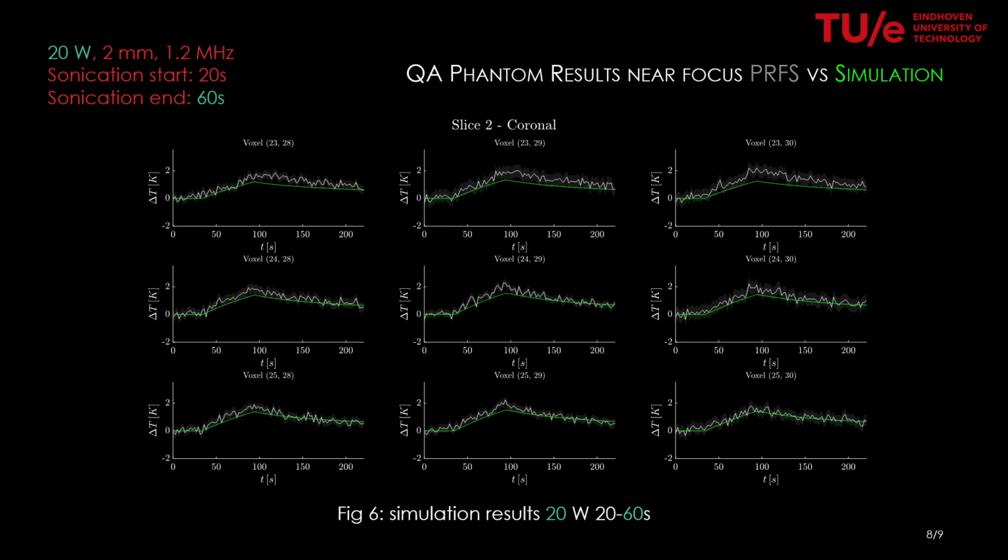Next are the results for an experiment at a power of 20 watts, twice as low as before. This time the sonication duration is 60 seconds, which resulted in approximately the same peak temperature as the experiment on the previous slide. For this lower power, the results matched again quite well.